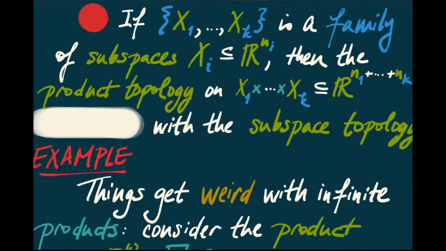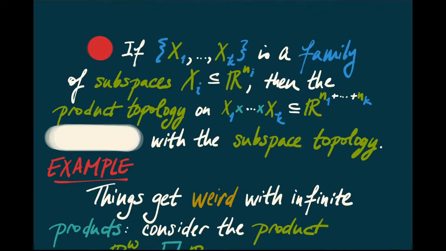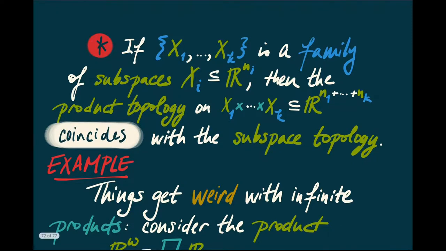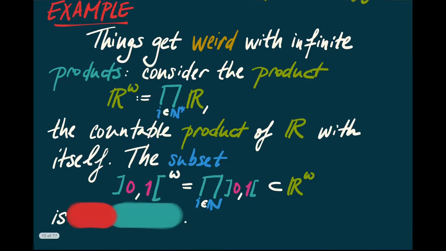And indeed, they're going to continue to go nicely when we contemplate subspaces of Euclidean space. We can look at a collection of subspaces of various Euclidean spaces, and we can look at the product topology, or we can look at the subspace topology, and once again, these things coincide. Still, the situation is quite nice, but now things are going to get a little weird.